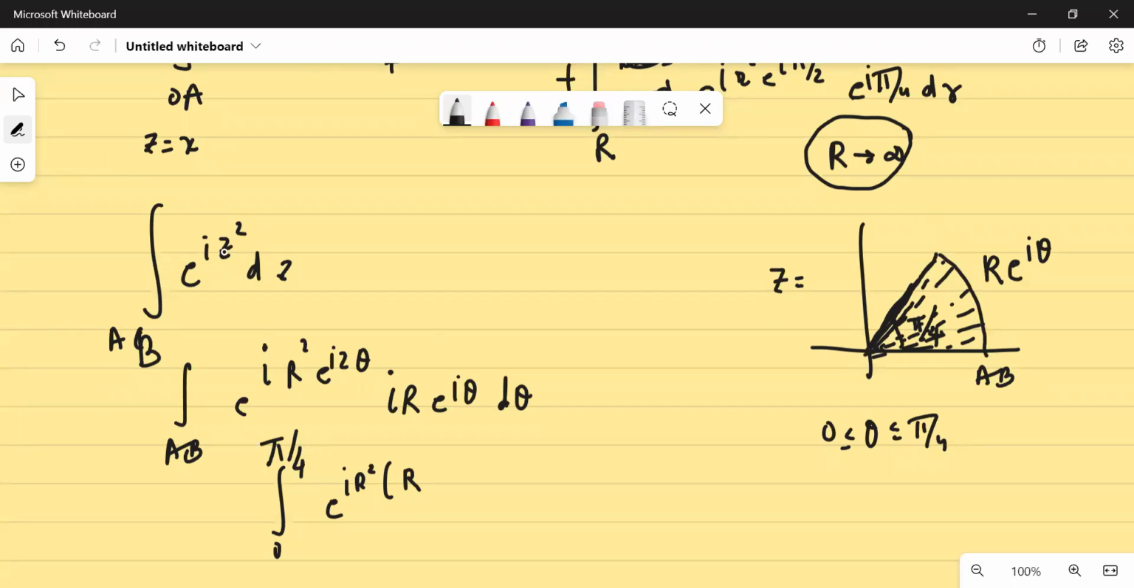So we'll see. Along AB I'm writing e to the power iota, instead of z square, r square e to the power iota theta. And then instead of dz, I'm writing iota r e to the power iota theta d theta. Is that clear? And I'll get cos theta plus iota r sine theta, and then I have some iota r, then some e raised to power iota theta and d theta.